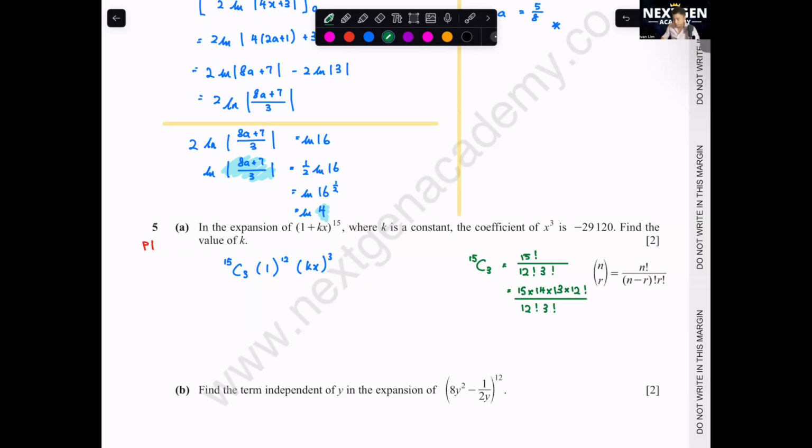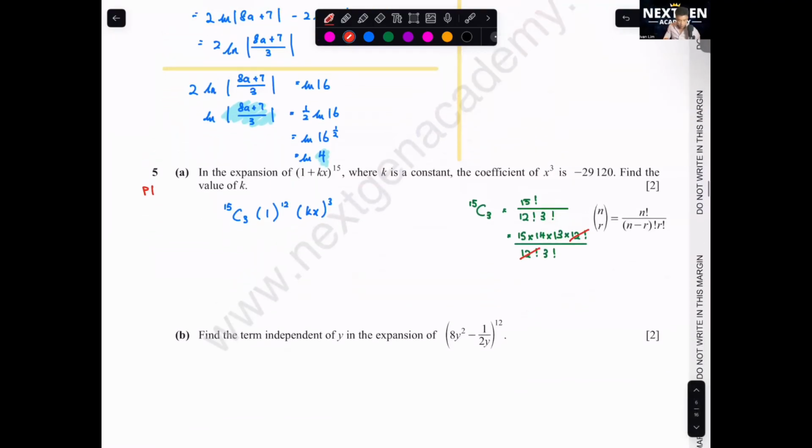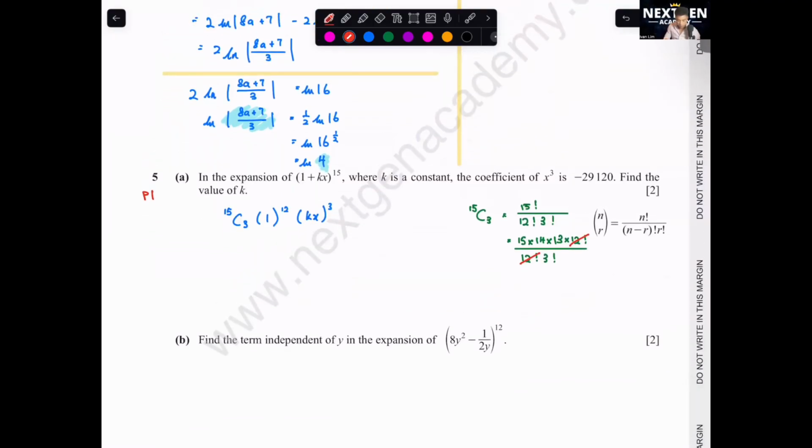Okay, I think they will give maybe a simpler value, but this question is still possible to do. 12 factorial, we can cancel off. So 15 times 14 times 13. If you calculate it, you will get 2730. 3 factorial is 3 times 2, which is 6. You take 2730 divided by 6, you get 455.